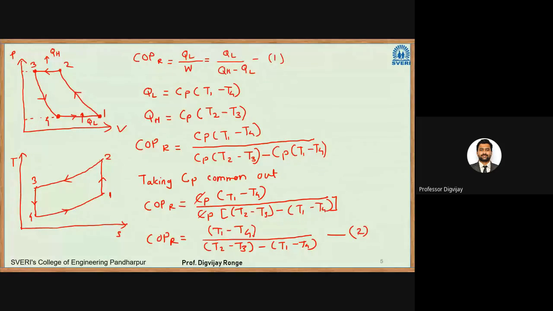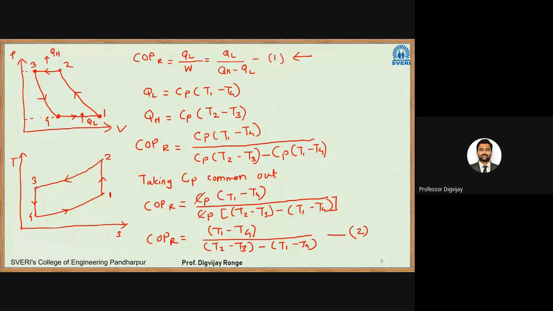We have drawn the Bell-Coleman cycle there. Then we have taken the general formula for COP of a refrigerator, that is QL divided by QH minus QL. QL is heat extracted from the refrigerator, and QH is heat released to the environment. So we have just put the values of QL and QH.